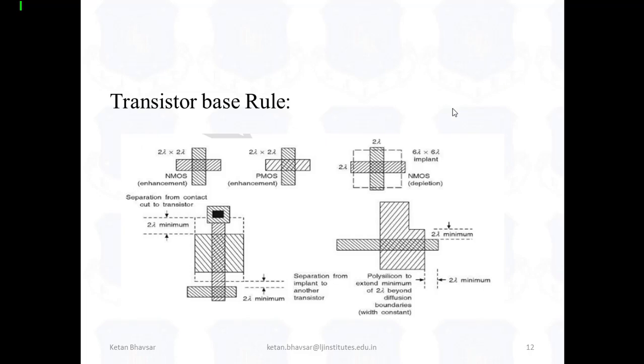Same way, when you're talking about the NMOS depletion type of design, then you have to take 6 lambda into 6 lambda, otherwise your design will not work. So these are the certain rules.